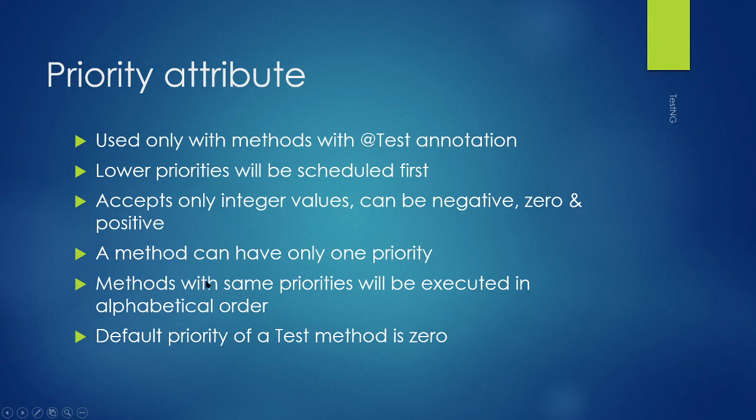So we have seen methods with the same priorities will be executed in alphabetical order. Now the last one: the default priority of a test method is 0. That means if you don't have any priority set, then by default TestNG assigns a priority of 0 to a method. Let's see that with an example.